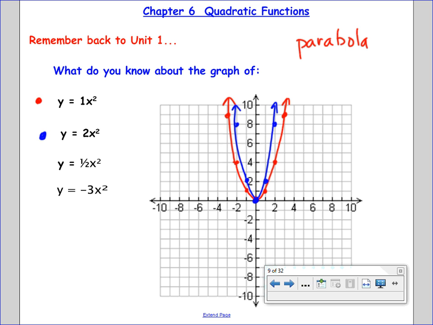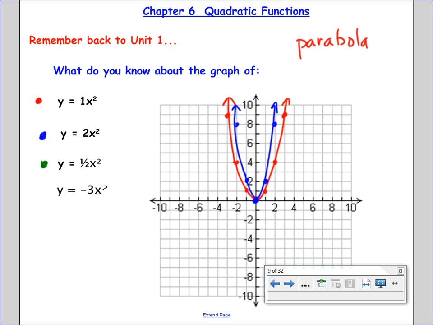Y equals 1/2 x squared. I'll do that in green. Now my multiplier is a number in between 0 and 1. And so the arms are going to be half as tall, right? Those arms are going to be half as steep. In fact, the y-coordinates are going to be half the distance away from the x-axis.